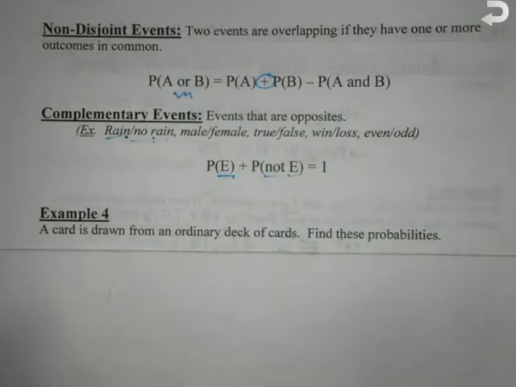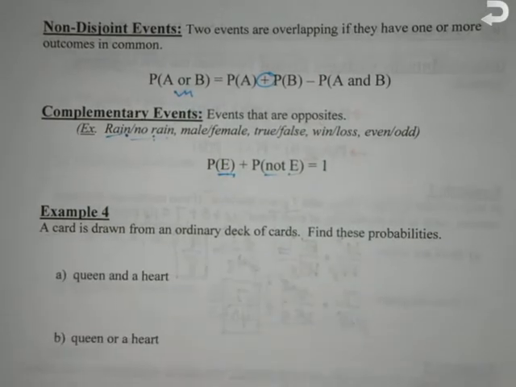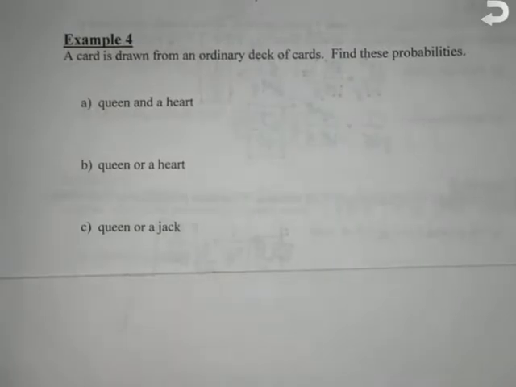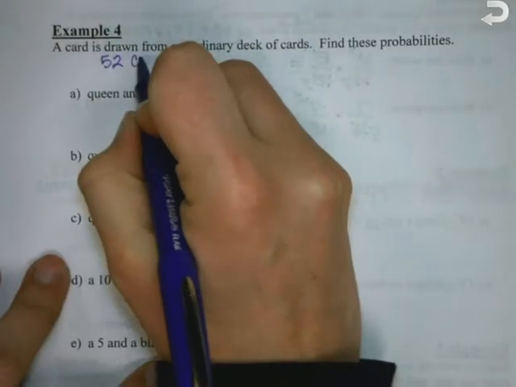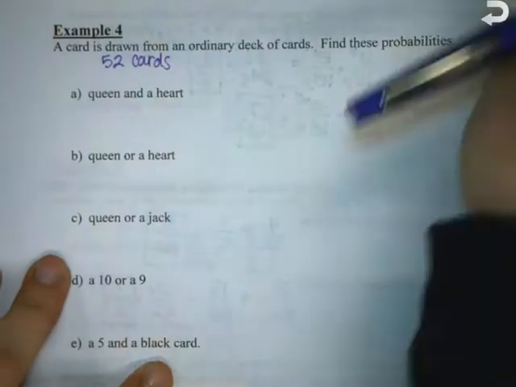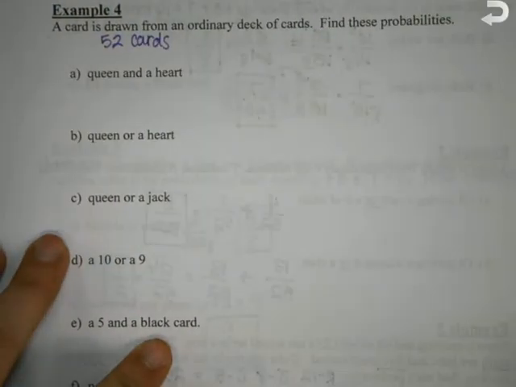I know. So example 4. We have five choices here. Our situation is that we are drawing a card from an ordinary deck of cards. So how many cards are in an ordinary deck? 52 cards. Okay, so let's write that, 52 cards. Now these examples are actually going to be all different kinds of probability mixed up together, so we have to decide which one's which.